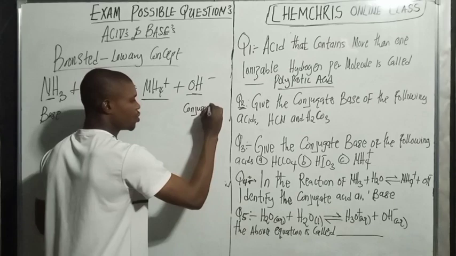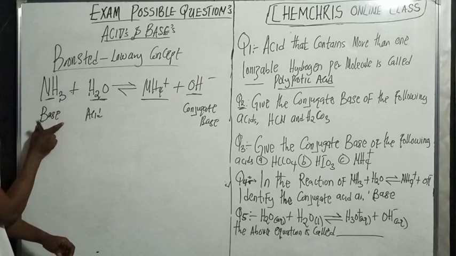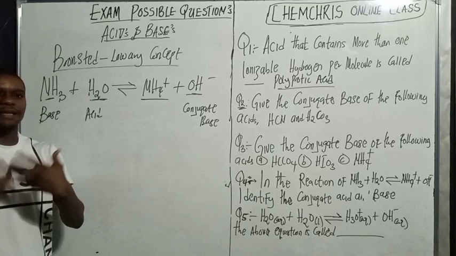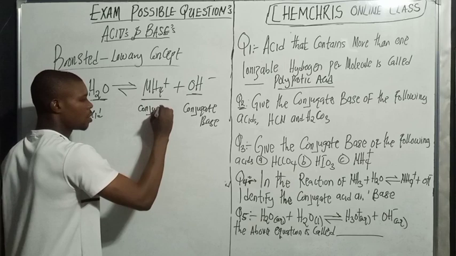Now, here is the base. It has accepted a proton, right? Whenever a base accepts a proton, it forms a conjugate acid. So here we have the conjugate acid.